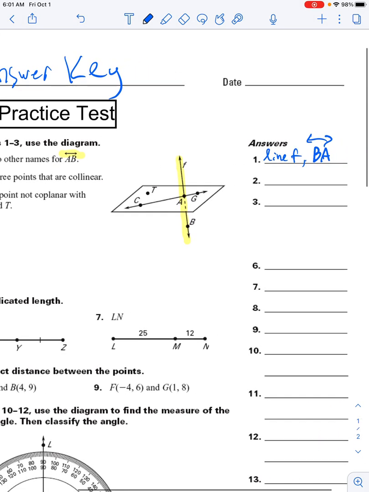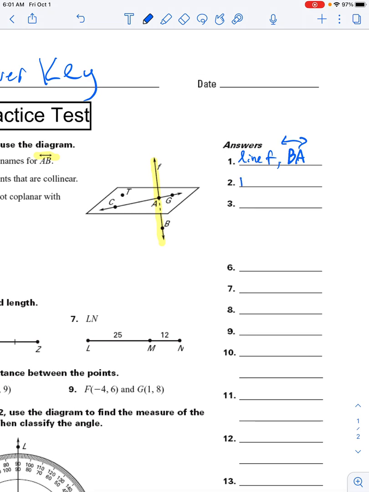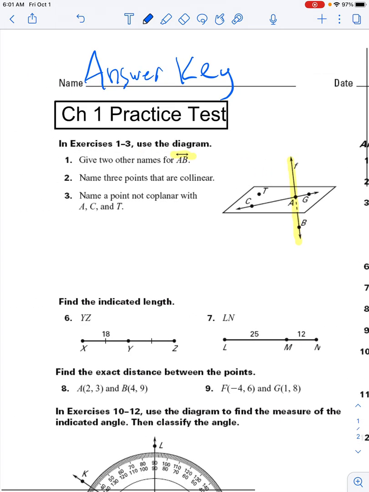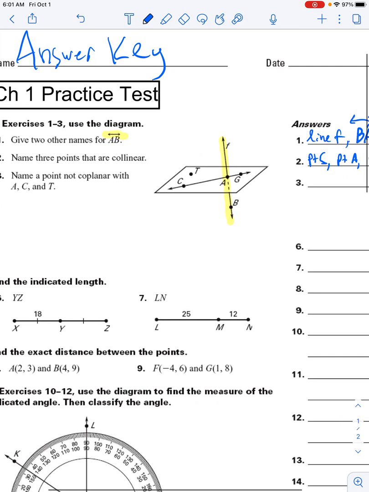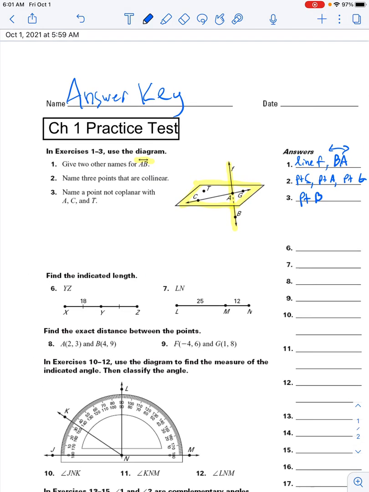Name 3 points that are collinear. Collinear means on the same line. So I'm going to say point C, point A, and point G. Name a point not coplanar with A, C, and T. Again, looking at the plane, I can see, hey, this is my plane. B is not in that plane. So point B is not coplanar.